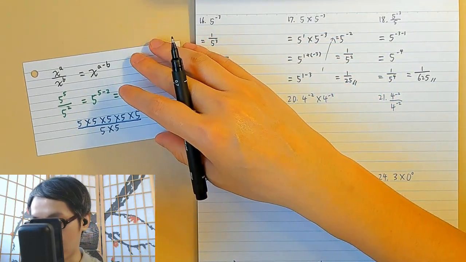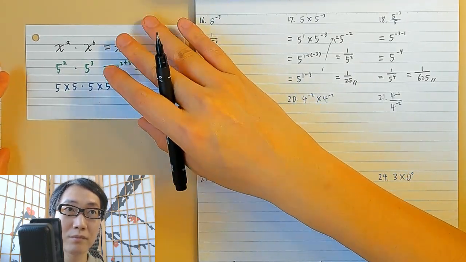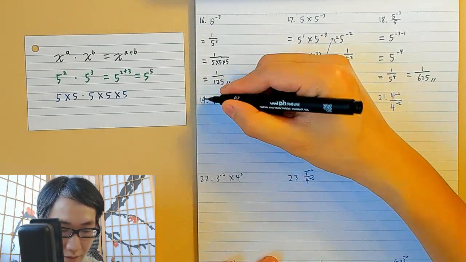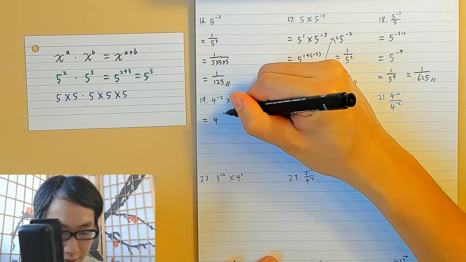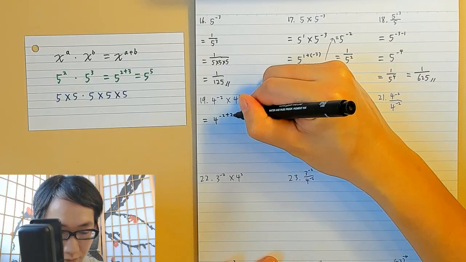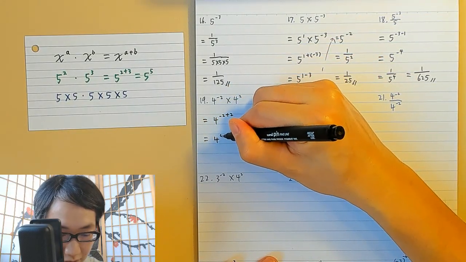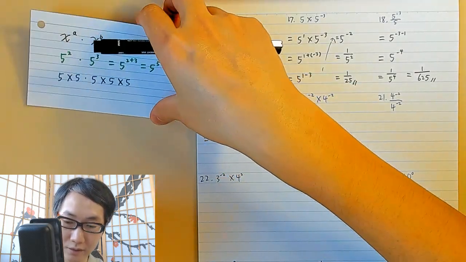And number 19. So we can use this rule. It is equals to 4 to the power of -2 plus 2. Okay. Oh, this will give us 4 to the power of 0. And we can use this one.